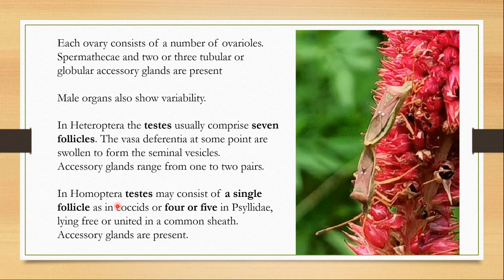In Homoptera, the testis may consist of a single follicle as in coccids or scale insects, or 4 or 5 in Psyllidae. Psyllidae is the order of the plant lice. They can lie free or they can be united in a common sheath. Common sheath means that a sheath or a membrane-like structure will contain all the follicles of the testis. Accessory glands are present in suborder Hemiptera as well.